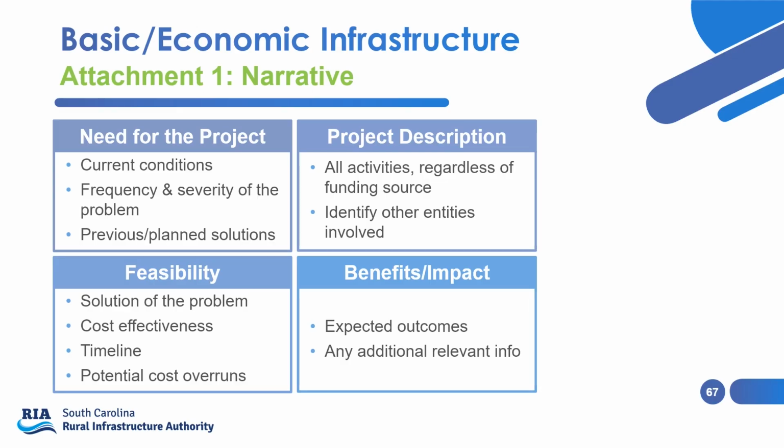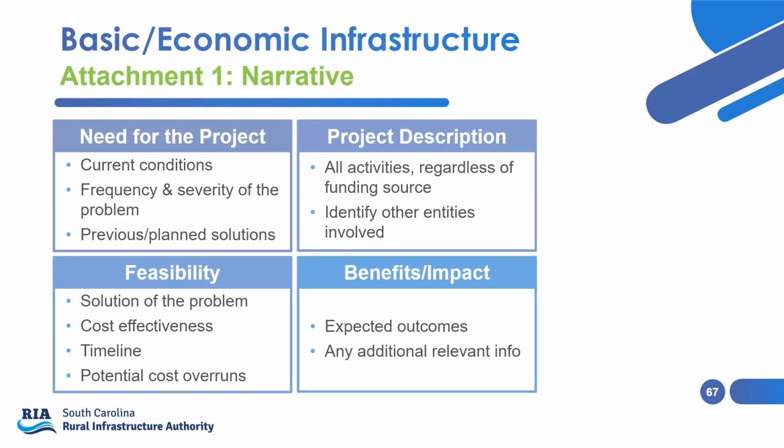For all basic and economic infrastructure applications, that is, all construction projects, the first attachment is a narrative addressing the need, project description, feasibility, and benefits and impact. The narrative is the part of your application where you are really able to give us the full picture of your proposed project. The most effective application narratives are well organized into clear sections and cover all requested information, plus any additional information that's necessary to understand the project and the impact it will have. But they don't include extraneous or repetitive information.